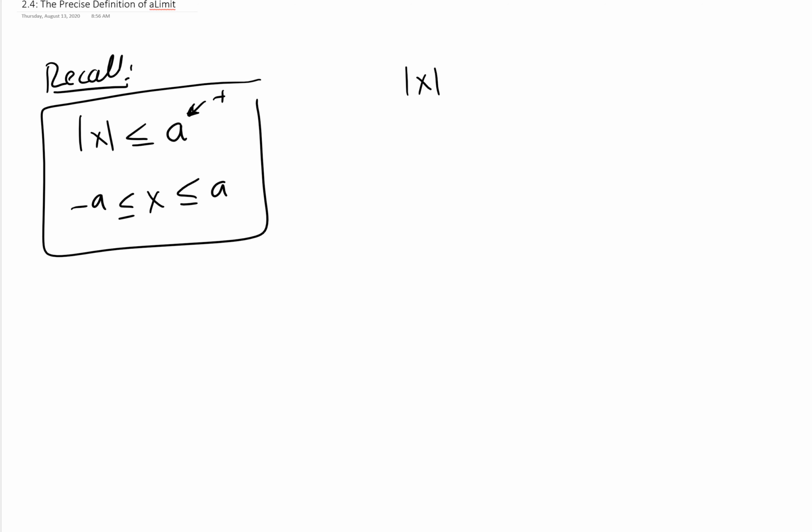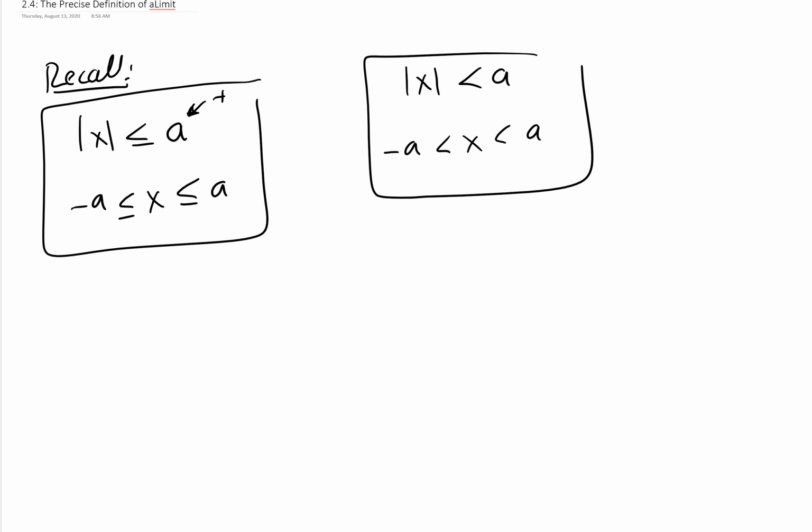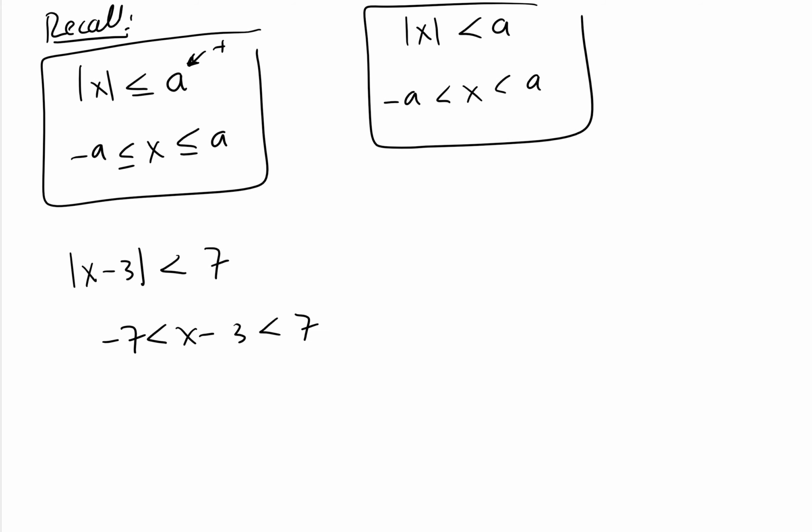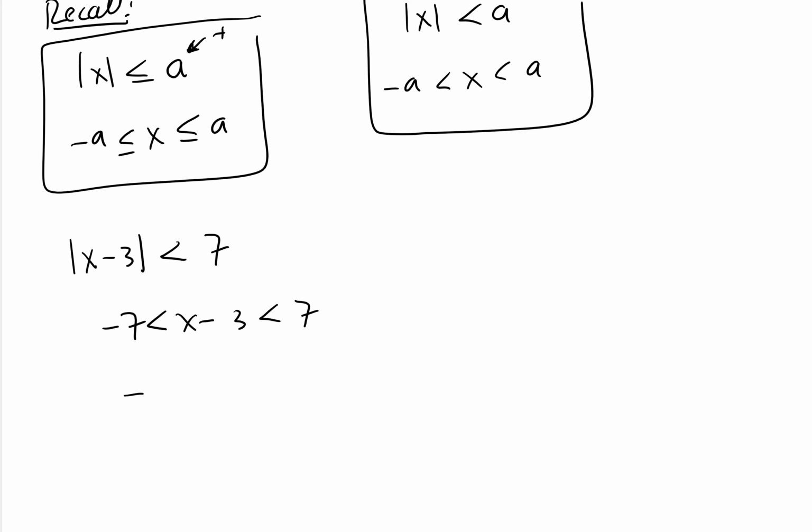The absolute value of x less than a is the same thing, x between negative a and a. So, for example, if I want to solve the absolute value of x minus 3 less than 7, the way this is done, x minus 3 is less than 7 and bigger than its opposite. We can add 3 to all sides, and it becomes negative 4 less than x less than 10.